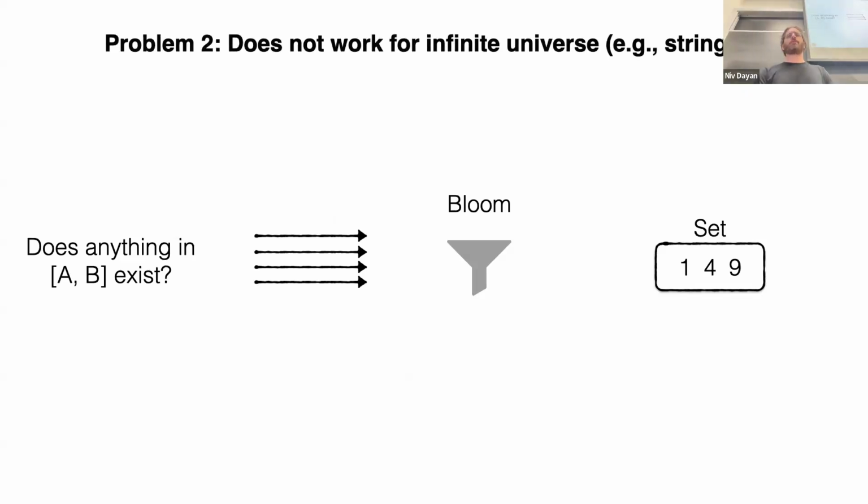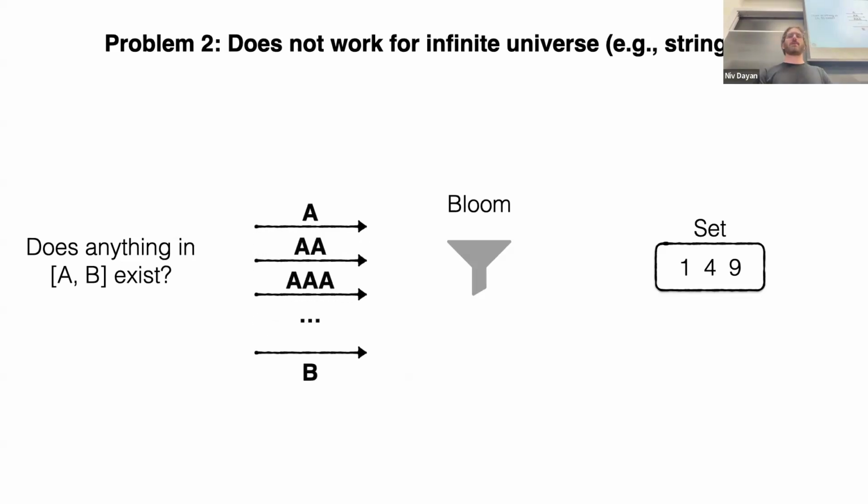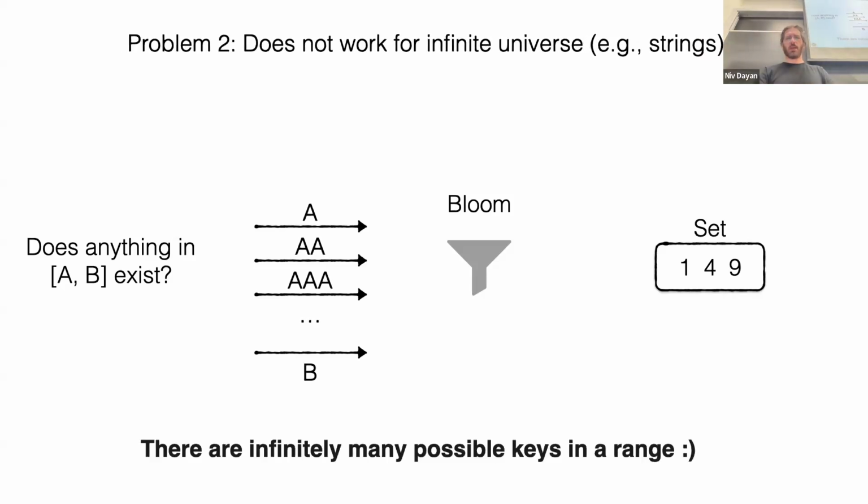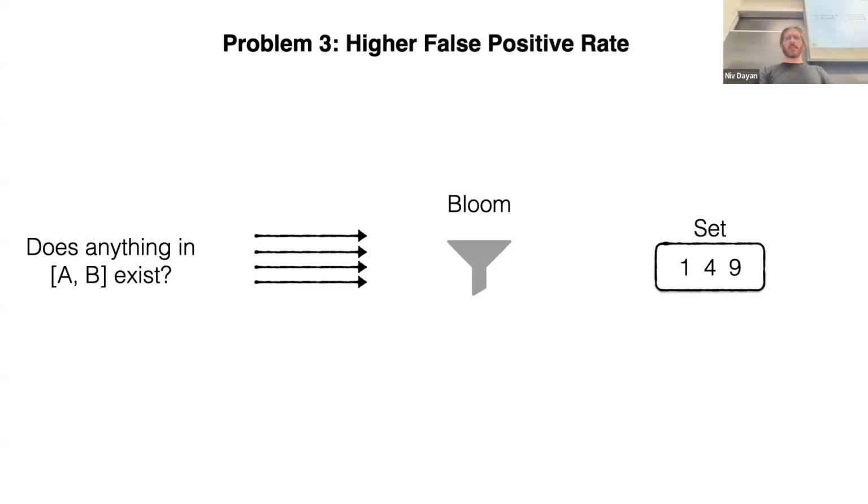Secondly, this does not work for an infinite universe of keys. So this only works for fixed length keys. So imagine that you have strings. Well, the issue with strings is that you can actually have an infinite range. In between any two keys, you can have an infinite number of keys. So this just doesn't work with infinite keys. Lastly, higher false positive rate. So let's break this down.